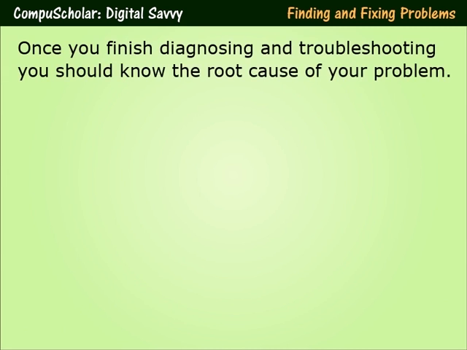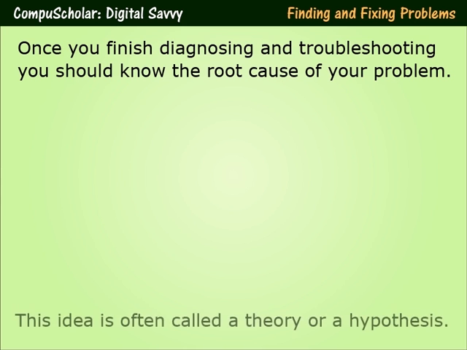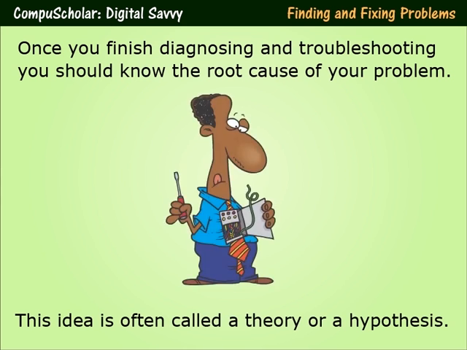Once you've finished diagnosing and troubleshooting your computer problem, you should have a really good idea of the root cause. This idea is often called a theory or a hypothesis. Now, your next step is to test your theory by making changes to your computer that you believe will correct the suspected problem. Did your fix solve the issue? If so, then you've successfully completed the troubleshooting process. If not, then you may need to back up and try the next most likely solution. And this process is repeated until the problem is solved.